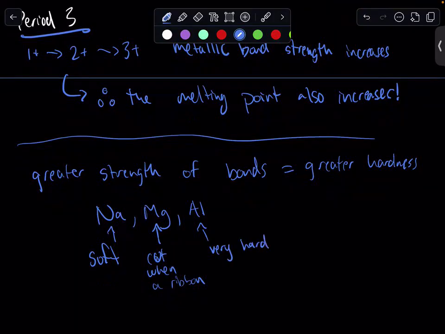So this is a little bit of metallic bond strength and how we can judge it based on the radius of the ion as well as the charge of the cation.